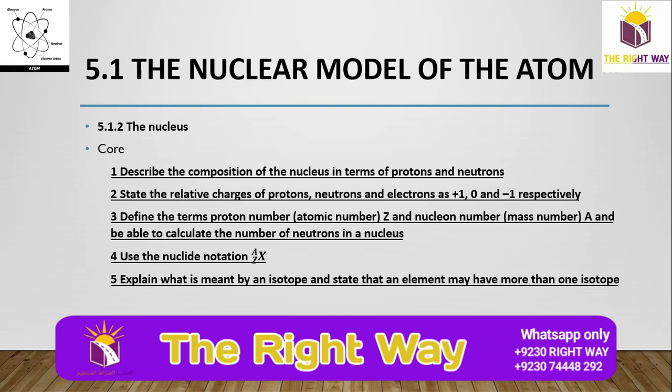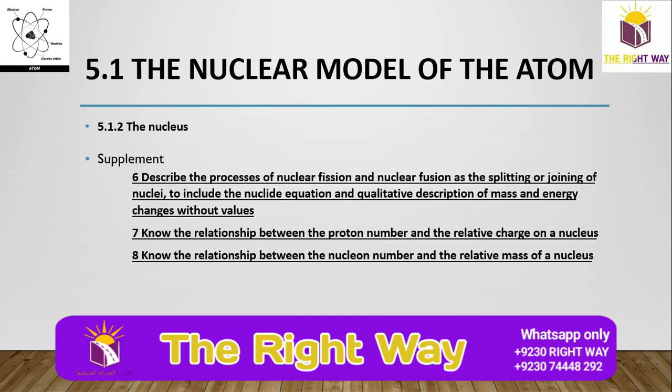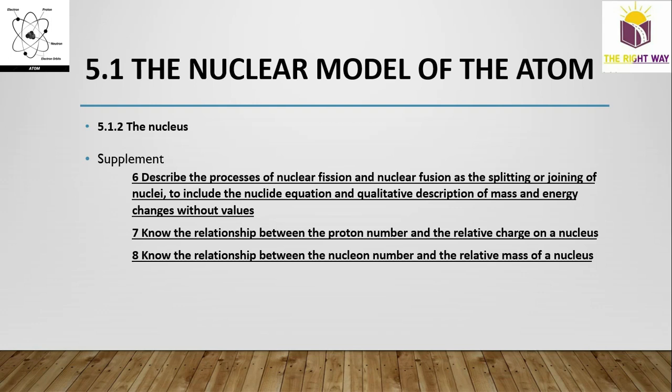Use the nuclide notation A Z X, explain what is meant by an isotope, and state that an element may have more than one isotope. And in the supplementary topic, we are going to describe the process of nuclear fission and nuclear fusion reactions as a splitting or joining of nuclei, to include the nuclear equation and a qualitative description of mass and energy changes without values. Know the relationship between the proton number and the relative charge on a nucleus, and the relationship between the nucleon number and the relative mass of a nucleus.